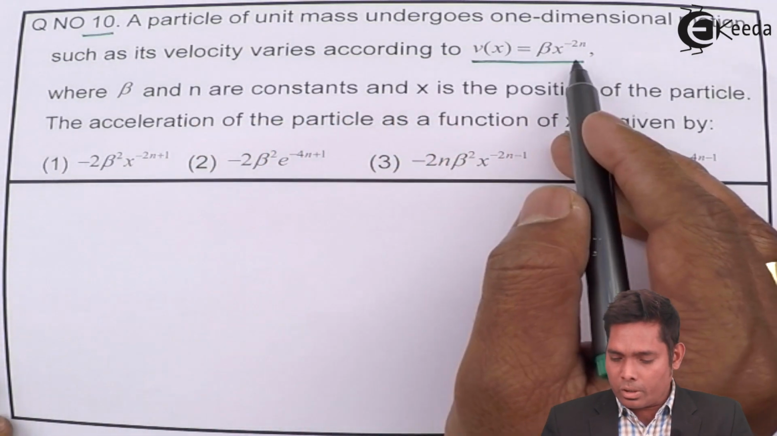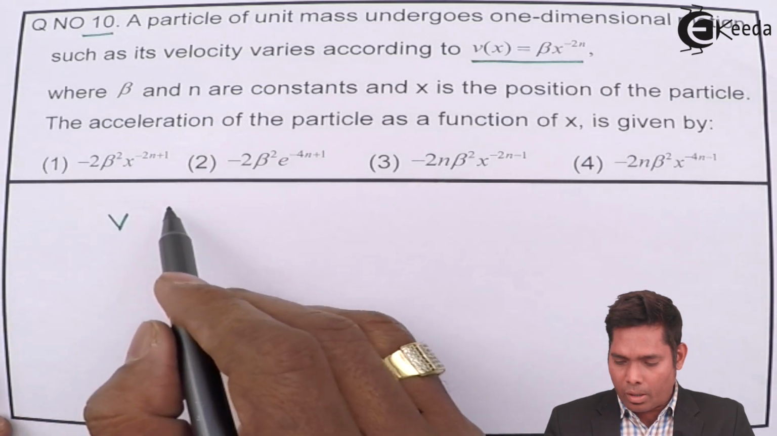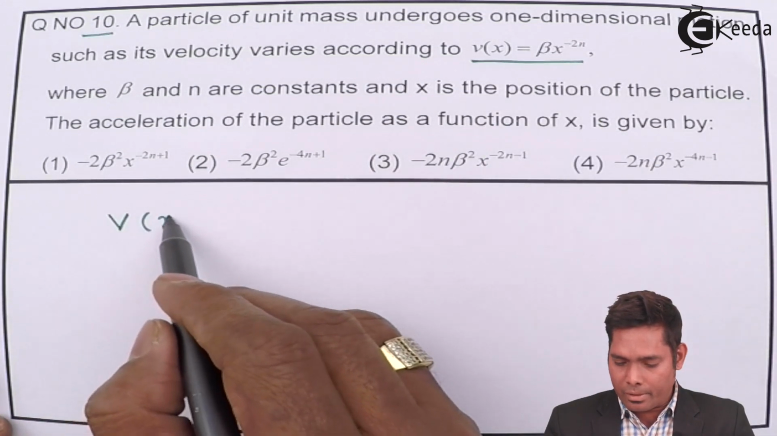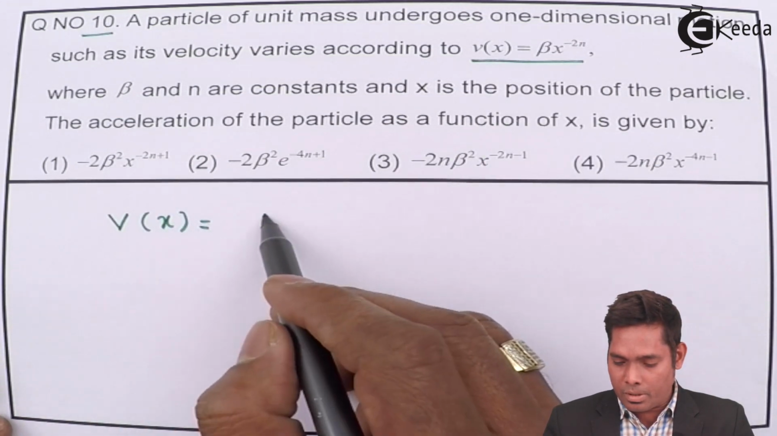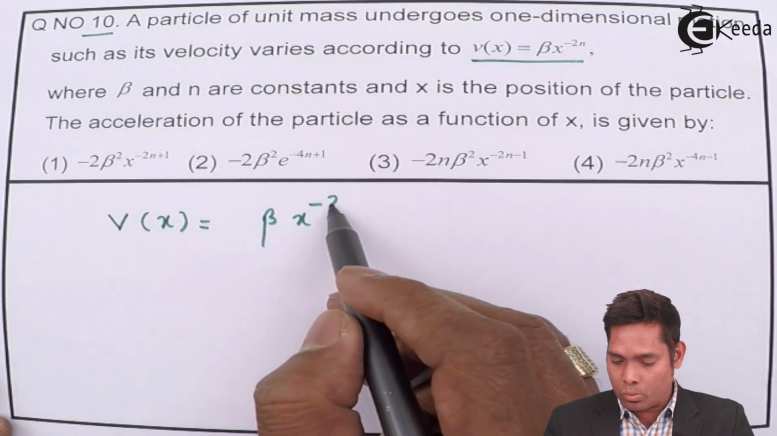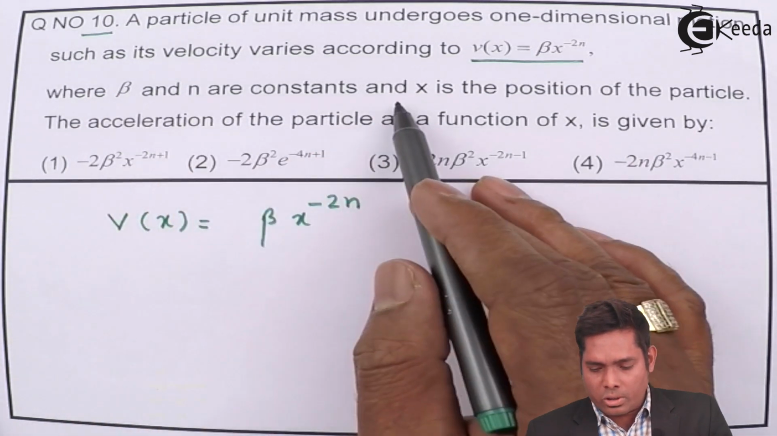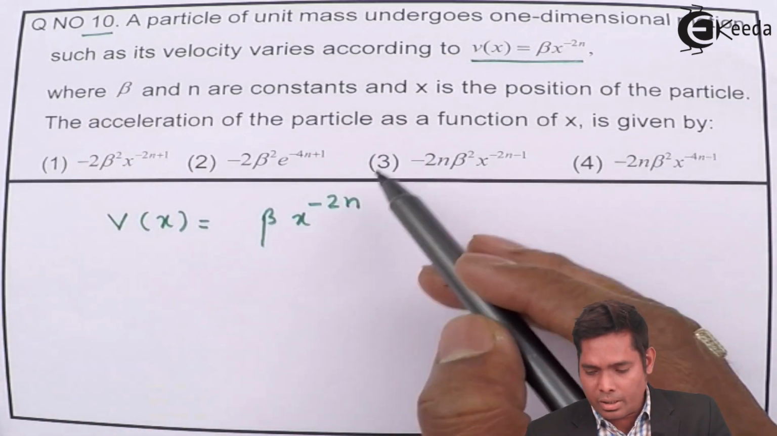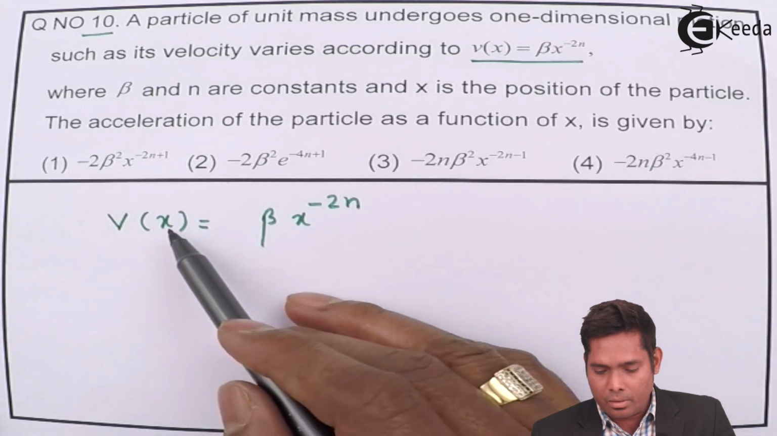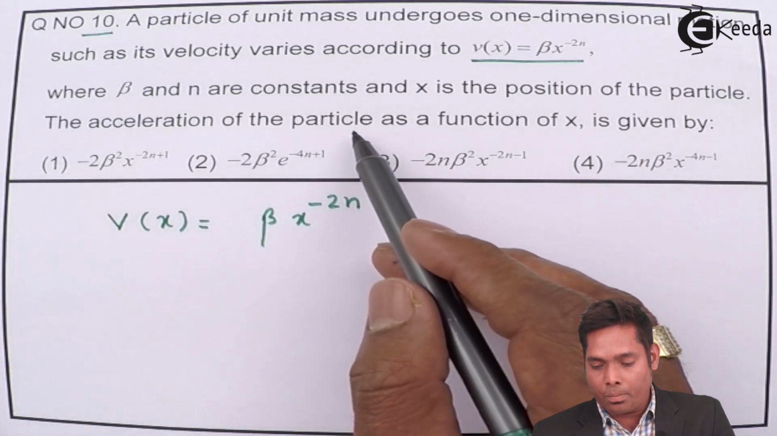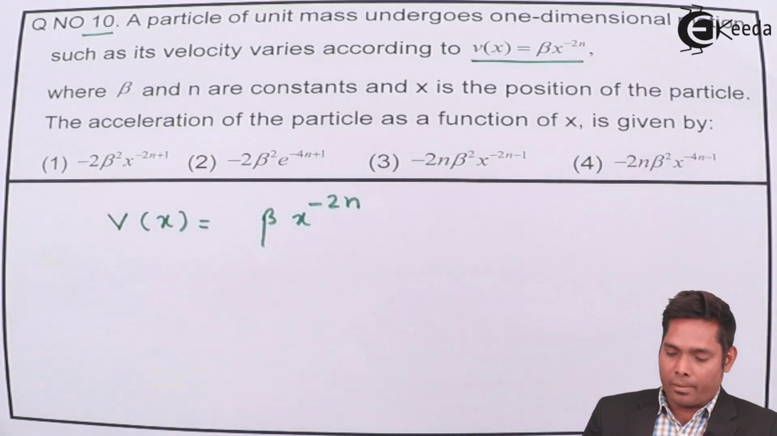Velocity varies according to this. So this equation for velocity in terms of displacement is given by beta x to the power minus 2n, where beta and n are constants and x is the position of the particle. The acceleration of the particle as a function of x is given by.